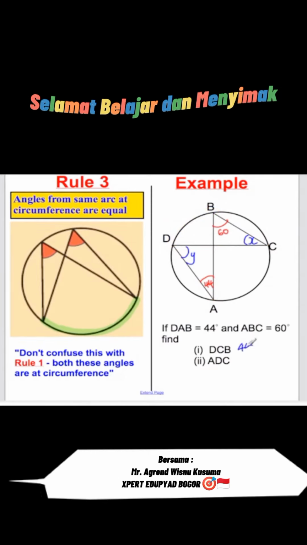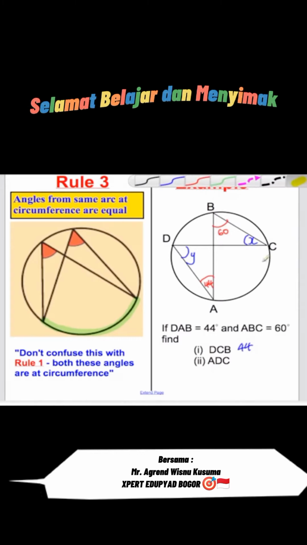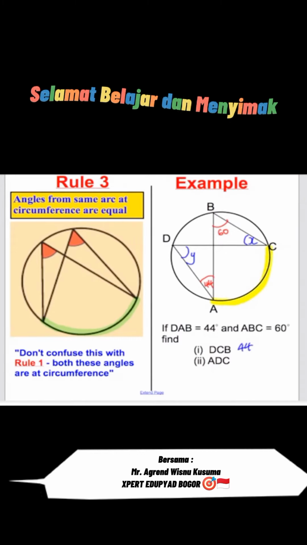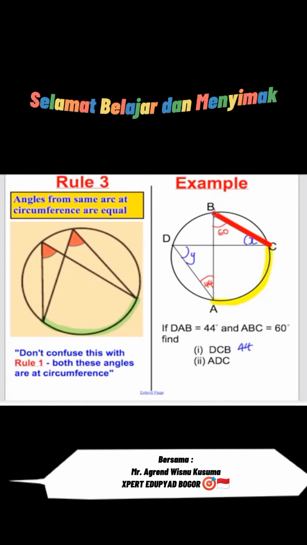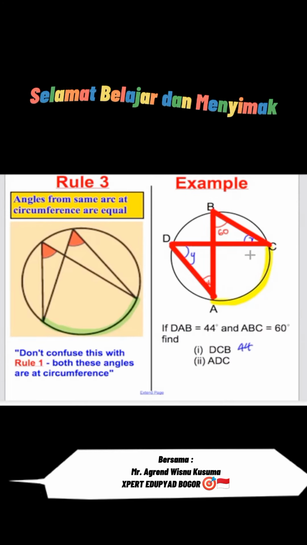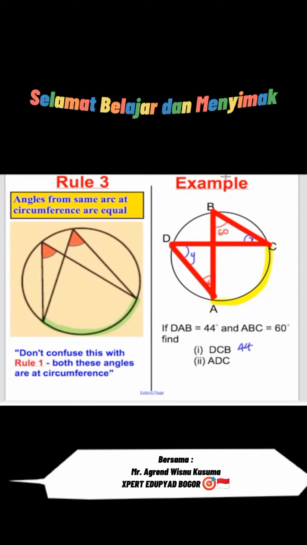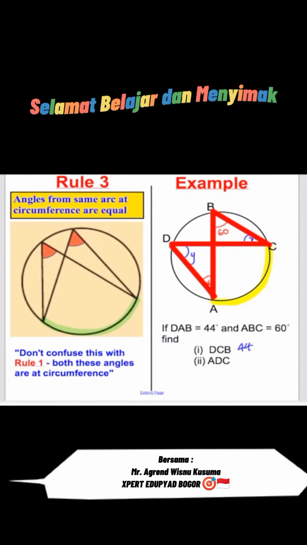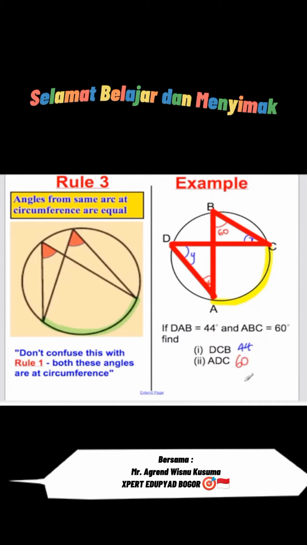That was 44. And then to find the other arc here, AC, what angles are coming out of this? Well, the 60 is coming out of it there, and also the Y is coming out of there. So angle ADC must be equal to 60. So this one is 60 here.